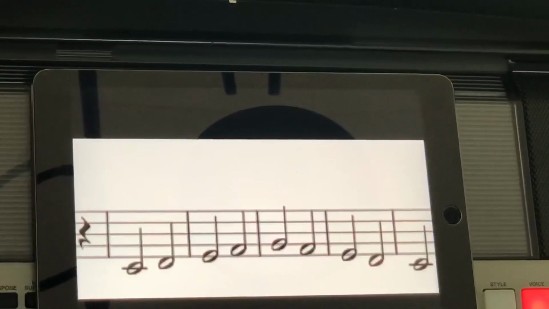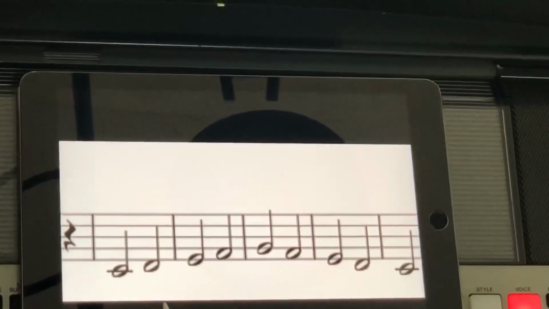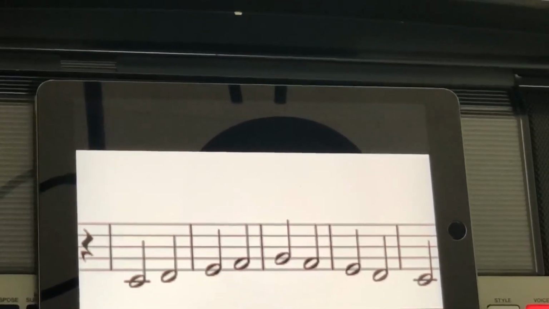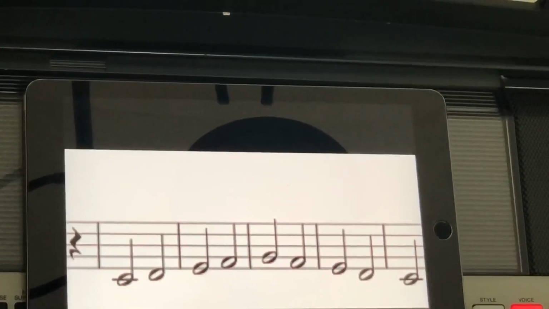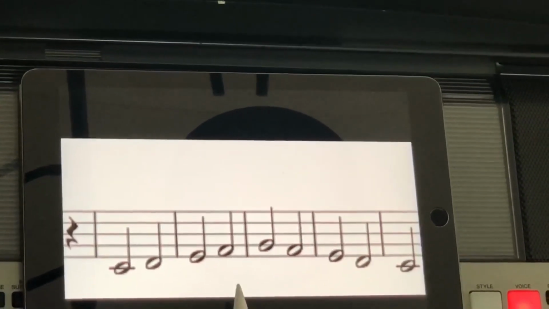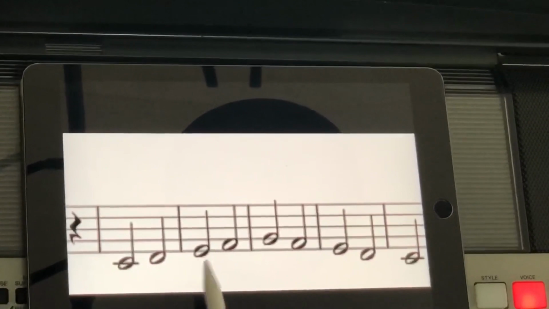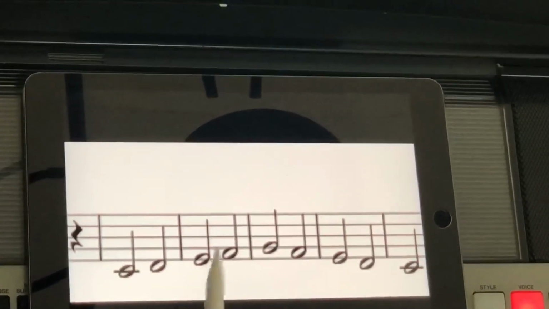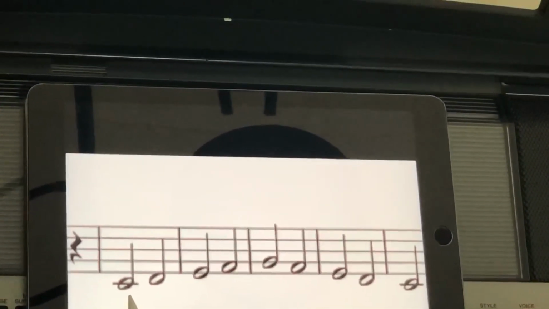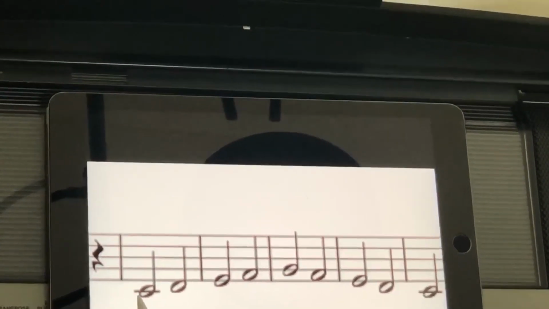Now let's try a different example. Let's try to read this. Now, let's try to find our starting point. Either the first line, which is definitely going to be an E, or this under the first line, which is a C. Let's start at the C.